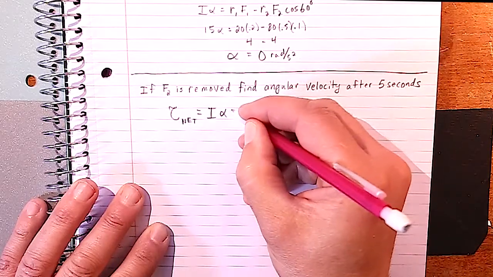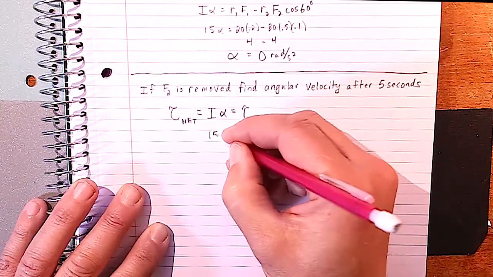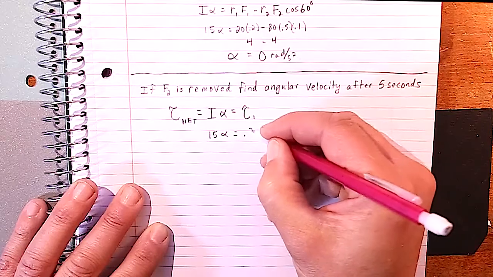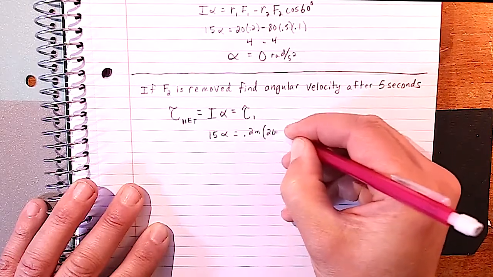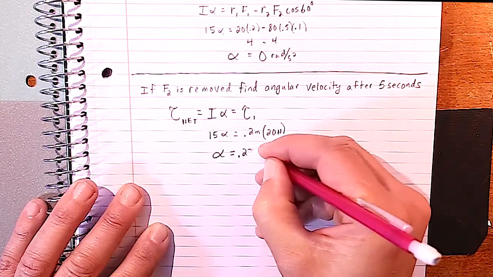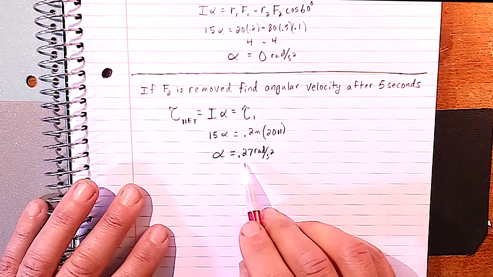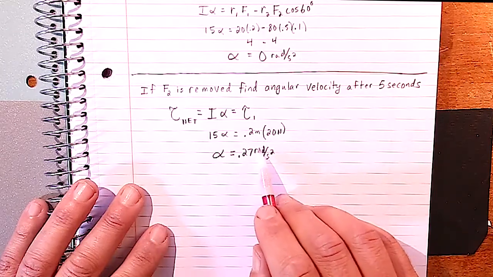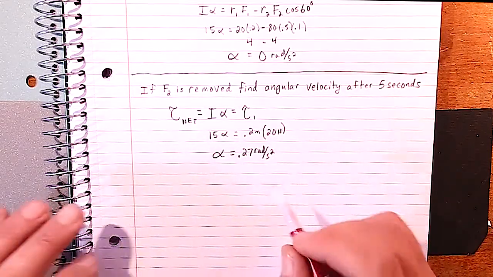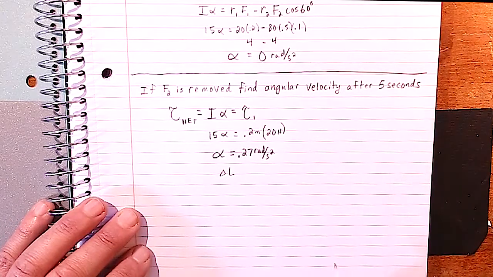Either way, it's the same thing. And that's going to be I alpha is equal to torque 1. So we know that I was 15. We now are going to have a new alpha, and it was 0.2 meters times 20 newtons at right angles, and that gives us an alpha equal to 0.27 radians per second squared. Now, this came out positive because our net torque was positive, which was into the page. So we haven't done this yet, but our change in angular momentum must also be into the page, and we'll do those problems when we get to angular momentum.